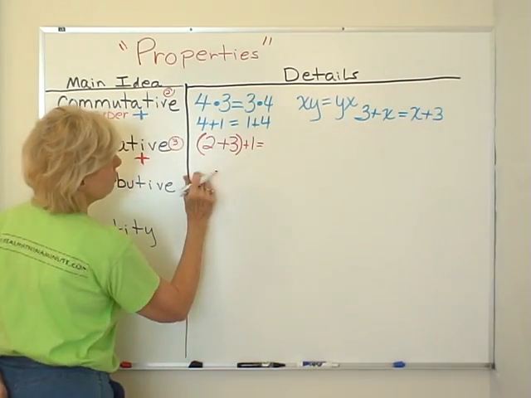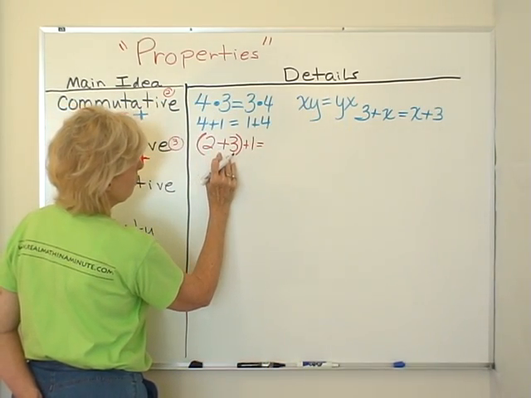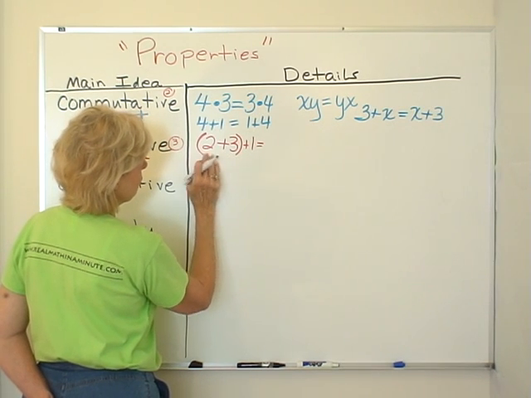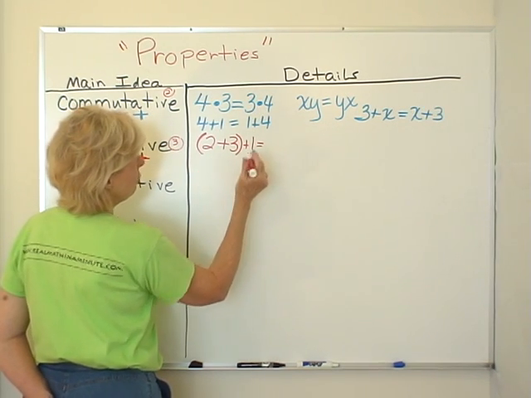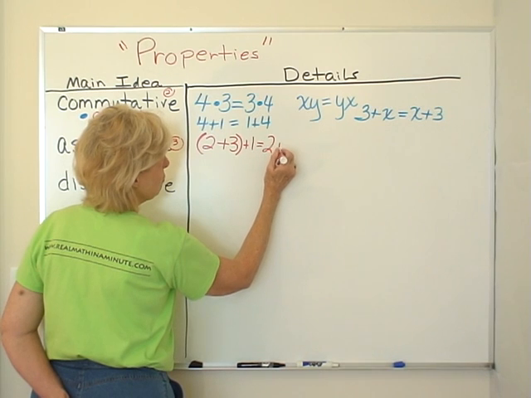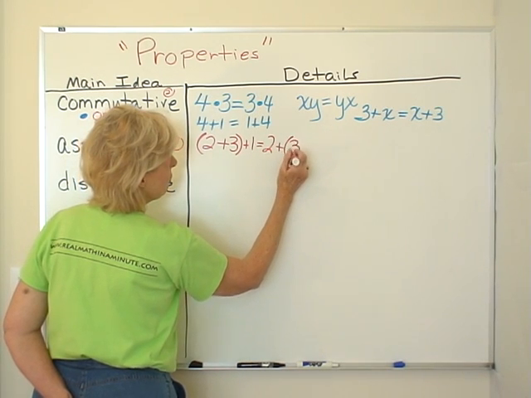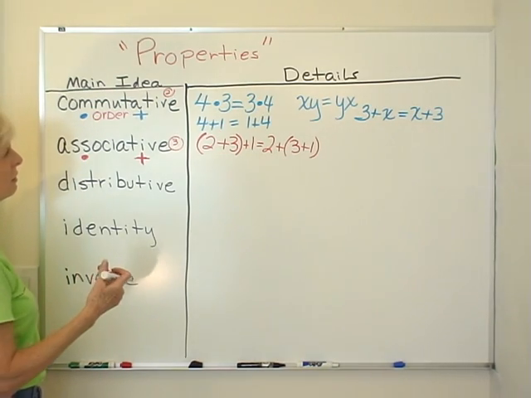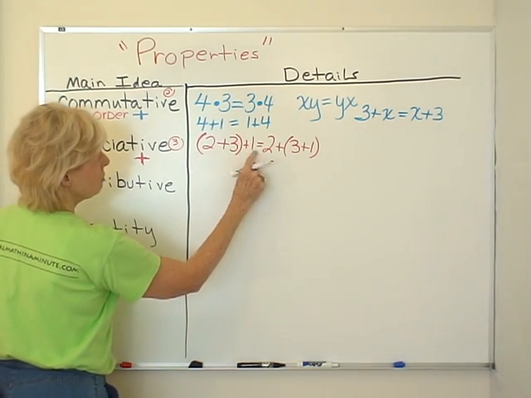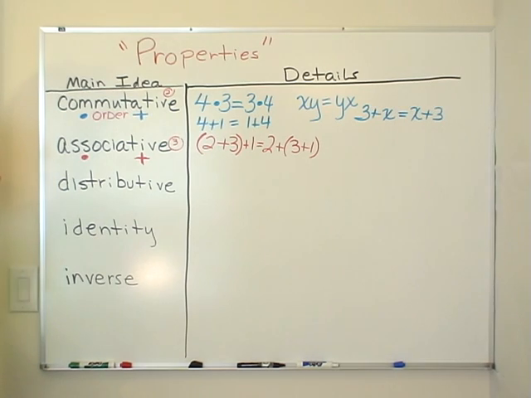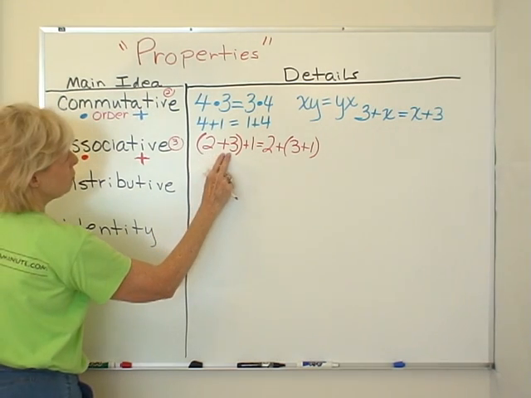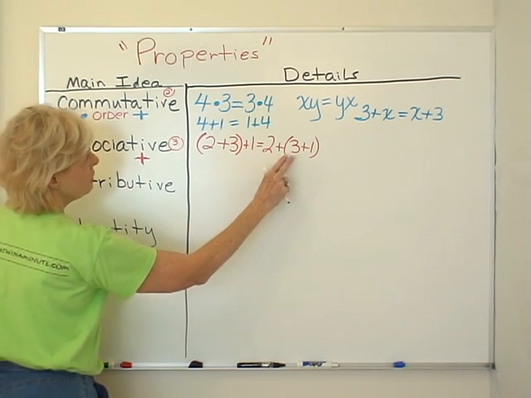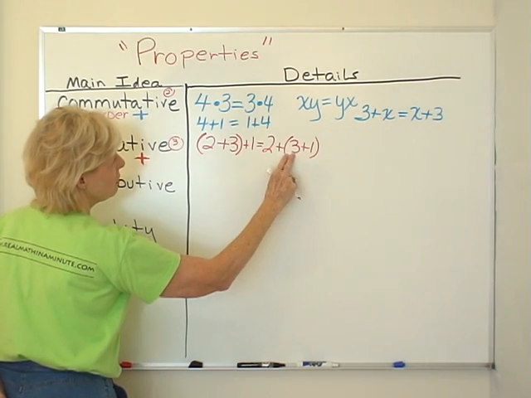So in associative, it says you can add the 2 and the 3 first. That's why the parentheses are there. It's like, hey, do me first. Or I could keep them in the same order, and I could add the 3 and the 1 first. Obviously, I'm going to get the same thing. 2, 3, 1, 2, 3, 1. It's the same numbers. But here I have grouped the 2 and the 3 together, and here I have grouped the 3 and the 1 together.